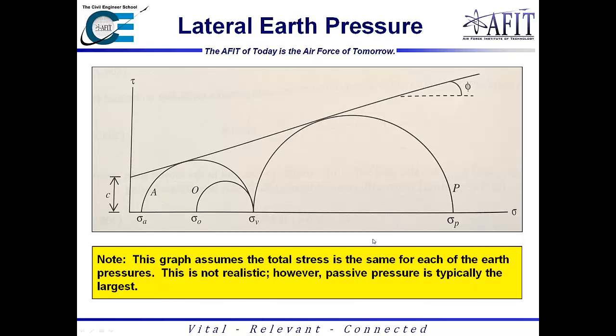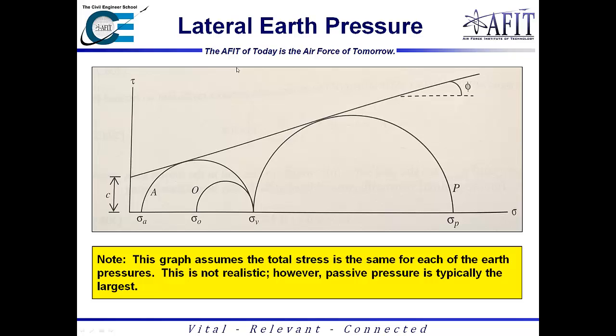So this is kind of another diagram. This graph, this is a disclaimer, assumes that the total stress is the same for each of the earth pressures. This is not realistic necessarily, however, passive pressure is typically the largest. So basically what I'm getting at here is if I have a retaining wall and the wall goes right down the middle and I have the same exact soil materials on both sides, then yeah, you could potentially say this. However, typically with the vertical stress, since the soil profile is much lower on the passive side, i.e. that's why you would have a retaining wall, then you can't really say this.